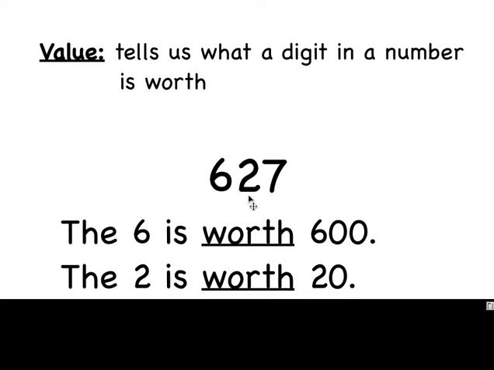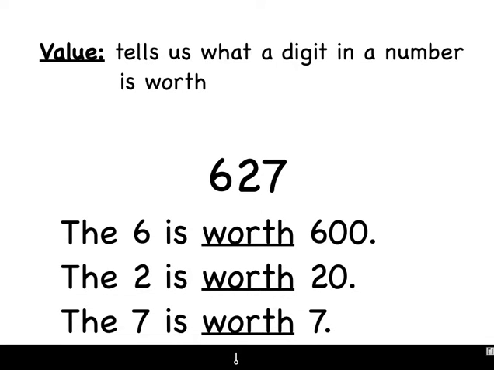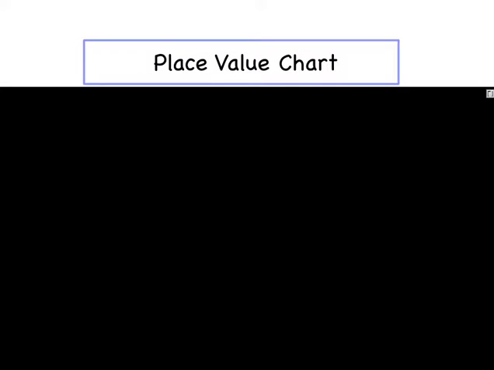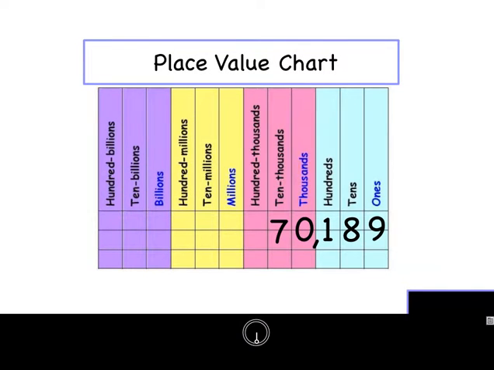The 2 is in the tens place. So that's not just a regular 2, that's telling me there are 2 tens, which means its value is 20. And the 7 is worth 7 because it's telling me that there are 7 ones, which is the same as 7. So let's quickly look back at our place value chart.